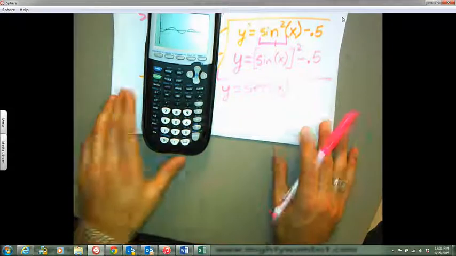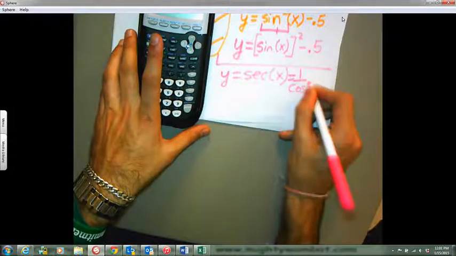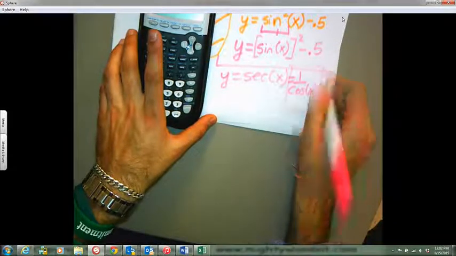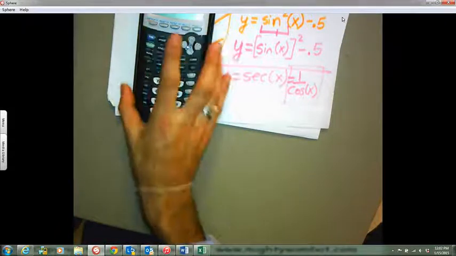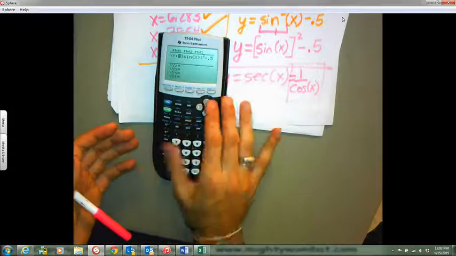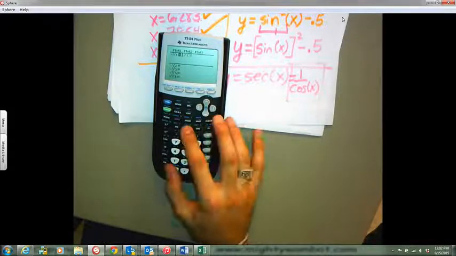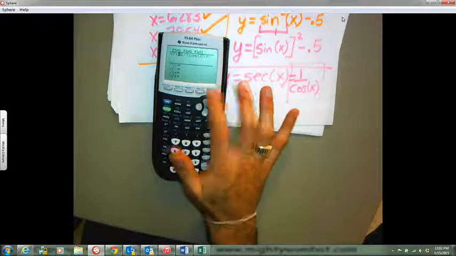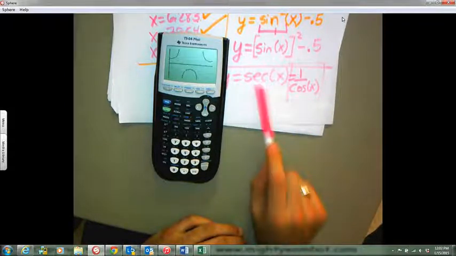So if you have an 83/84, what you must do is rewrite secant of x as 1 over cosine of x. And this can be plugged in. How do you do that? Y equals 1 divided by, and I like to put the extra parentheses, you don't have to, cosine of x. Click graph, and there is the secant picture. So please note, if you have an 83/84, you cannot plug this in directly. You must rewrite it. Secant, cosecant, cotangent.